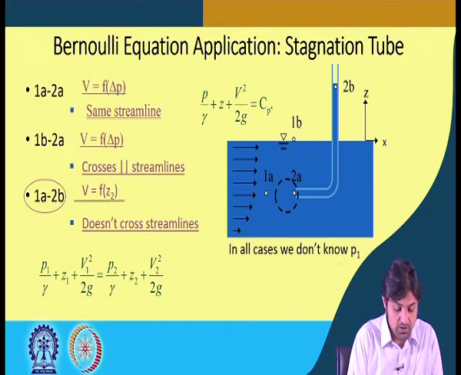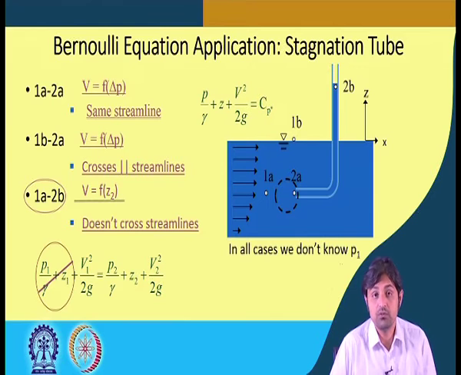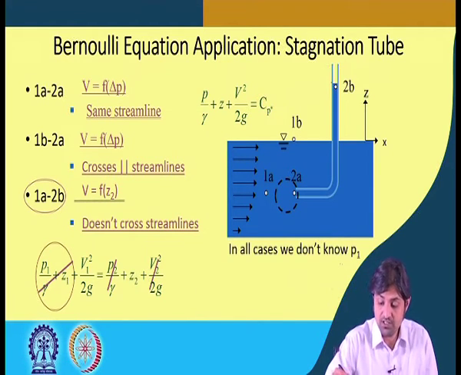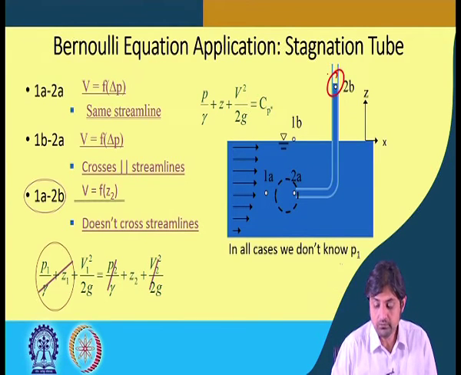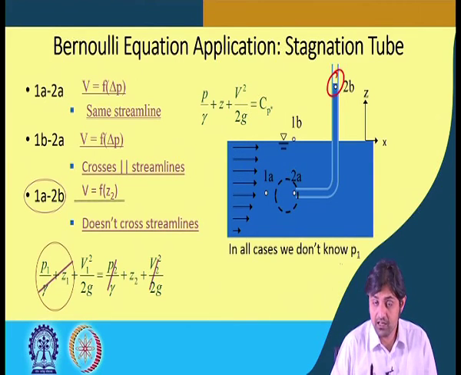So, the equation, Bernoulli's equation: P1 by gamma plus Z1 plus V1 square by 2G is constant. P1 by gamma plus Z1 we can set as 0 at point 1, because this is exposed to atmosphere. And because the water has reached the top, there will be no velocity, because the water will rise until the maximum that it can, and there the velocity will be 0.